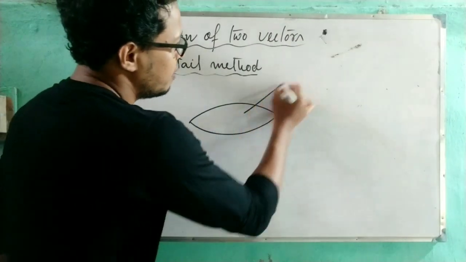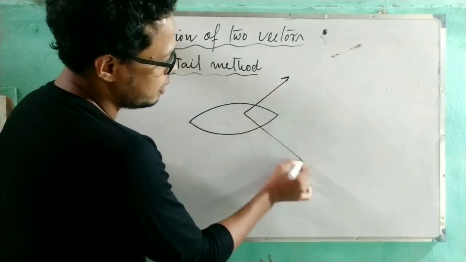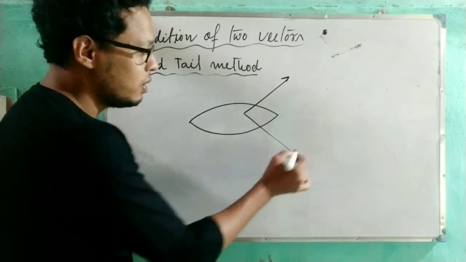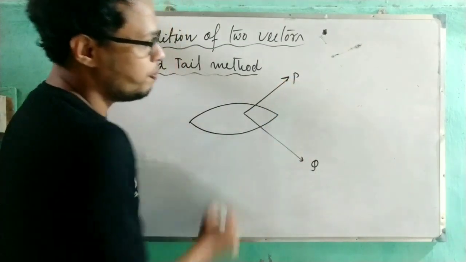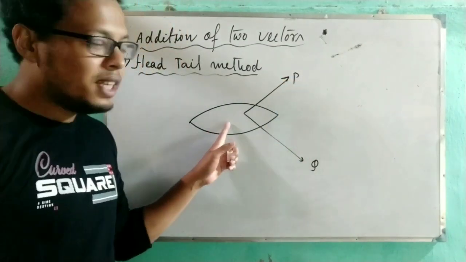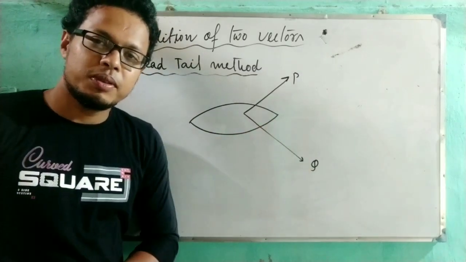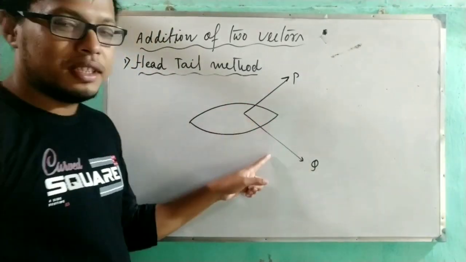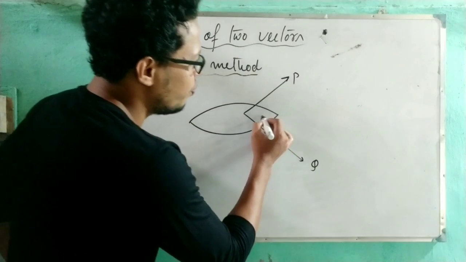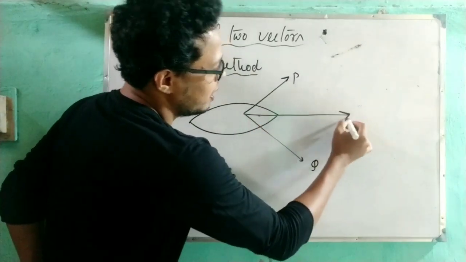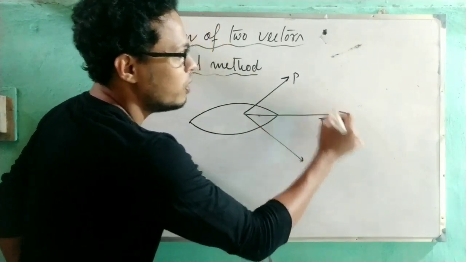One person is applying the force along this direction and another person is applying the force along this direction. Suppose this is P, this is Q. But in which direction will the boat move? Either this direction or this direction? No, the boat will move along this direction. That is called the resultant.